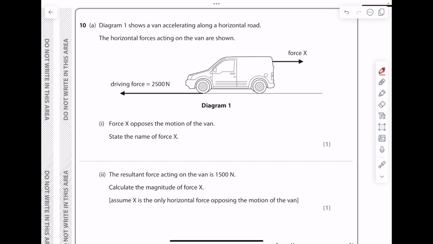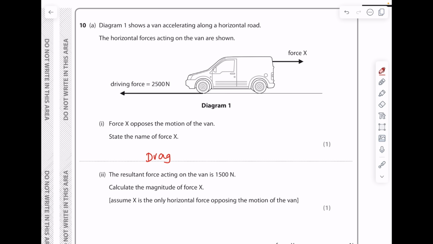Diagram 1 shows a van accelerating along a horizontal road. The horizontal forces acting on the van are shown. So we've got a driving force of 2,500 newtons and an opposing force, force X. Force X opposes the motion, state the name. That's either drag, air resistance. I would pick either of those two because the arrow's not acting here where the wheels touch the road, but they'd have also allowed friction.